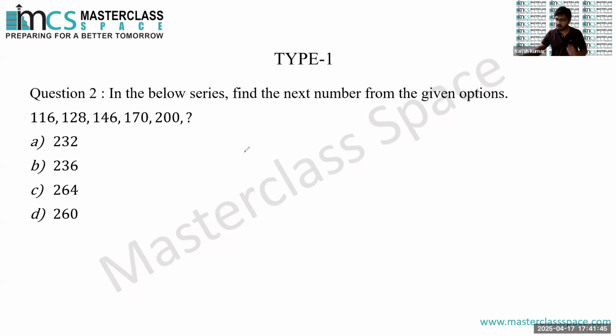Right again. So as soon as you see these questions, go for the difference, right? From 116 to 128, the gap is 12. From 128 to 146, it's 18. From 146 to 170, it's 24. So these are multiples of 6, right? From 170 to 200, it is 30. So from 200 to the next number, the difference has to be 36. So therefore, the next number is 236. Yeah, correct. So whoever has said 236, that's the right answer.